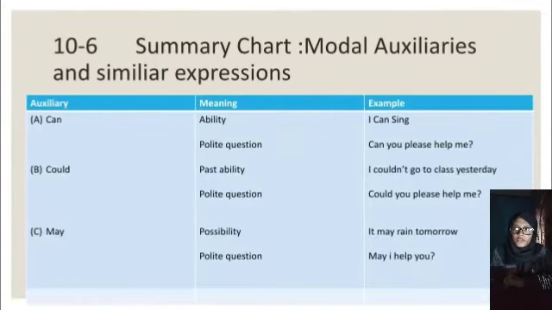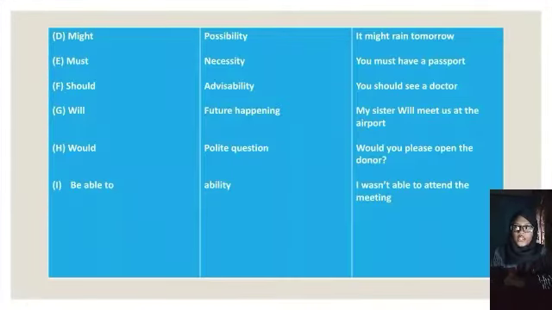Next is may. We can use may for possibility and polite questions. The example of possibility with may is, it may rain tomorrow, and the example of a polite question with may is, may I help you. Next, there is might. We can use might for possibility, and the example is, it might rain tomorrow. Next there is must. So we can use must for necessity. The example of necessity with must is, you should see a doctor.